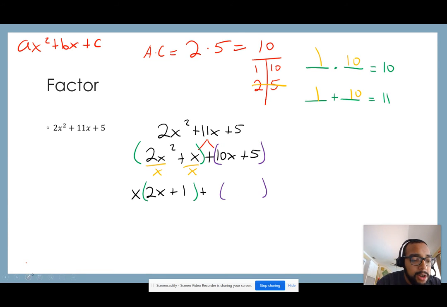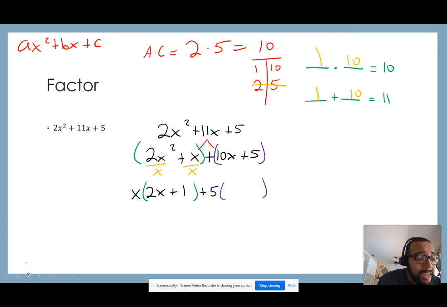Cool. So the greatest common factor between 10 and 5, a number that goes into both 5 and 10, would be 5. Can I also take out an x from there? Well, do the 10x and the 5 both have x's in common? They don't actually. That 5 does not have an x.